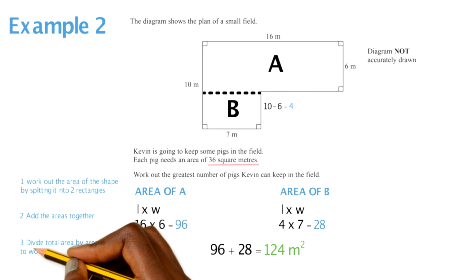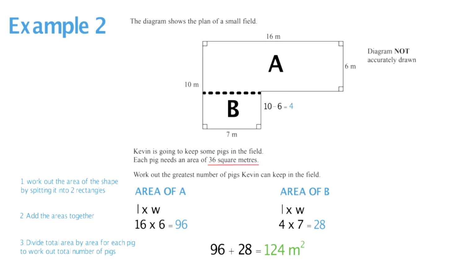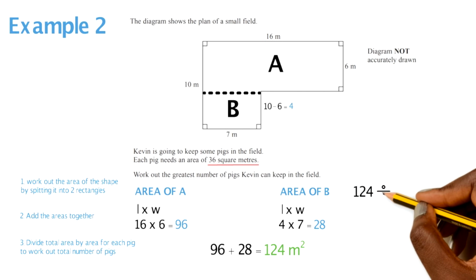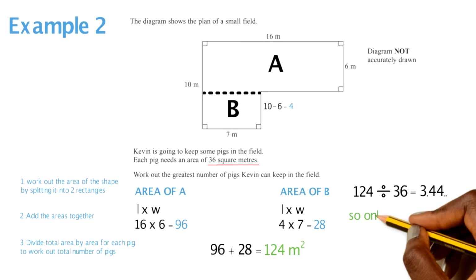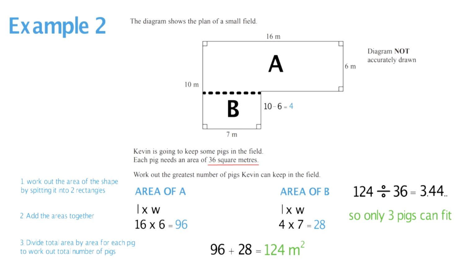And then because it says each pig can fit in 36 meters squared, we're going to divide that value by 36 to work out how many pigs can actually fit in this field. By doing that, you would be left with an answer of 3.44, and so on. But you can't have 0.44 of a pig, so you can only fit 3 pigs in there.